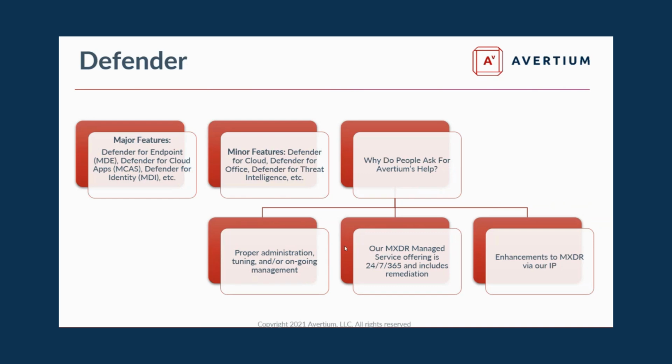But some other feature sets that clients aren't necessarily as familiar with include things like Defender for Cloud Apps, which is their CASB platform, Defender for Identity, which allows for managing and monitoring of how different folks within your environment are accessing certain applications? Are they trying to move laterally? And it allows you to sort of disable accounts or reset passwords and the like from those alerts as they're coming in. There are also things like Defender for Cloud, Defender for Office, Defender for Threat Intelligence, et cetera, et cetera. And this is the crux of their overall XDR platform.